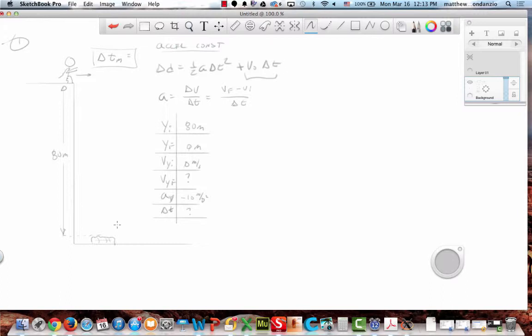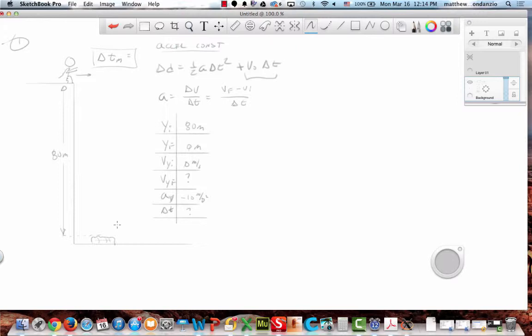But I don't need final velocity for the first equation. What about acceleration? Do I have that? I do. So that's for both equations. Great. What about my delta time? I don't have my delta time, do I? Because I'm looking for it, right? But they're in both equations. So what does that mean about the bottom equation?